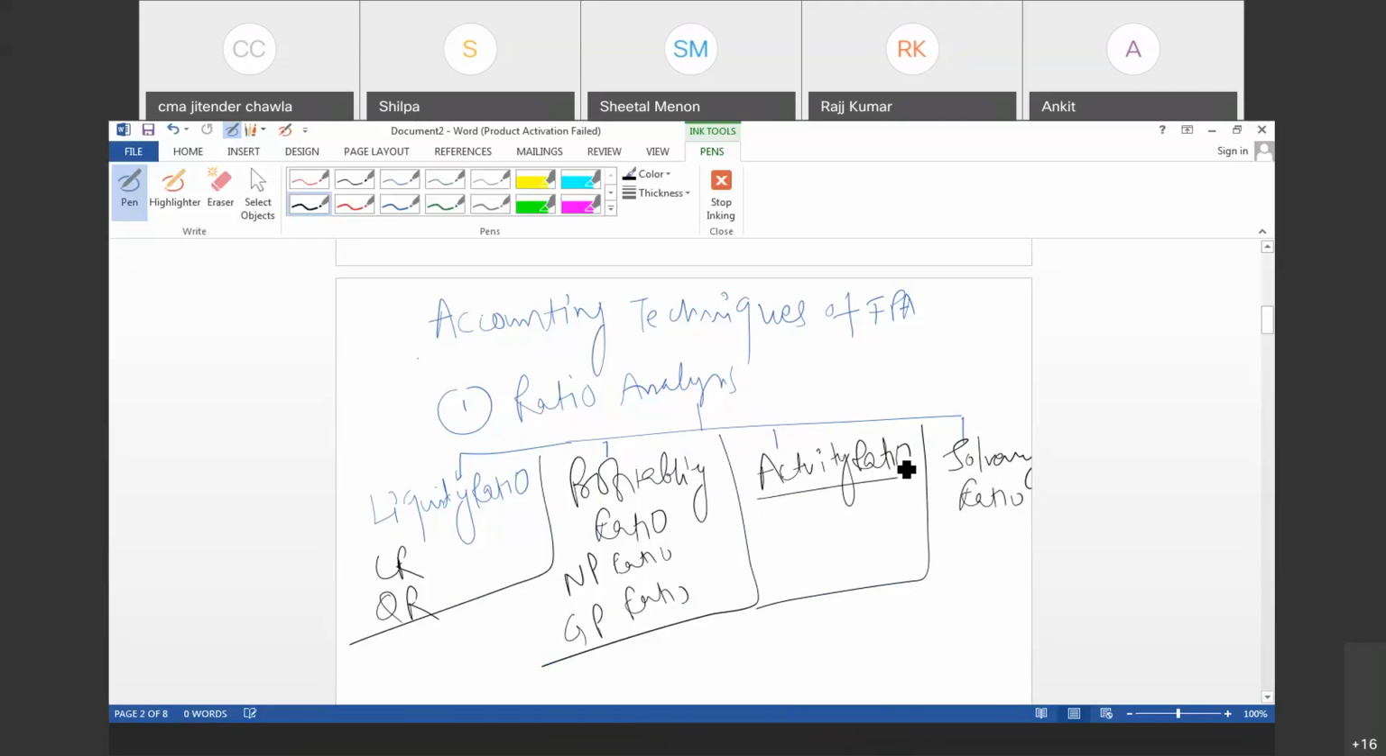Reply me: activity ratio. What are different types of activity ratio? When you go to an interview, this should be spontaneous. Turnover ratio, like STOR, DTOR, right? Excellent. Solvency ratio. Someone of you, please. Please reply. Solvency ratio.